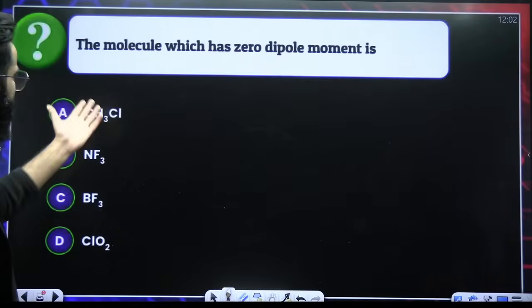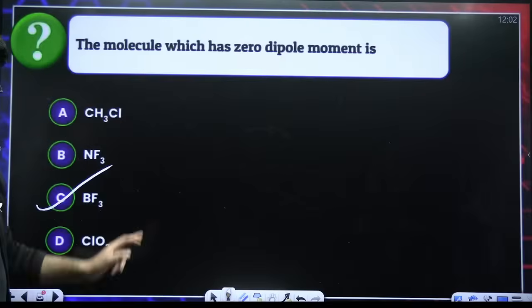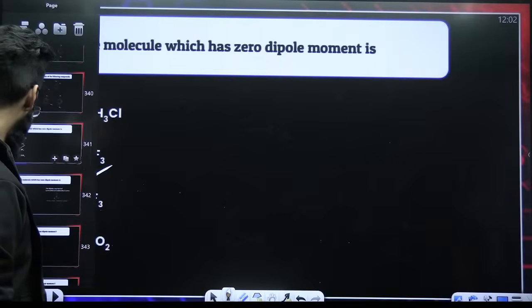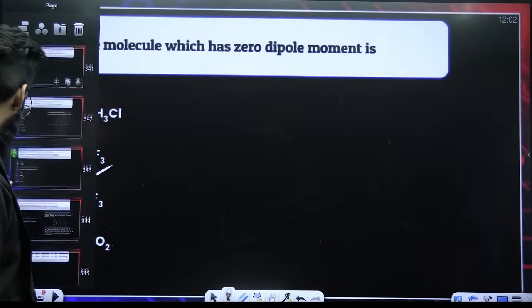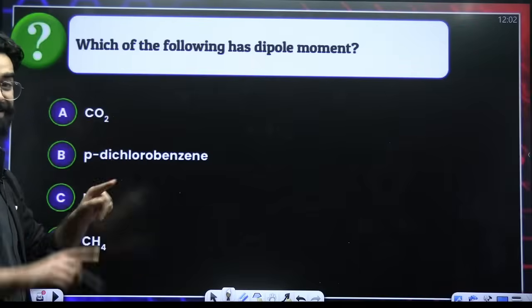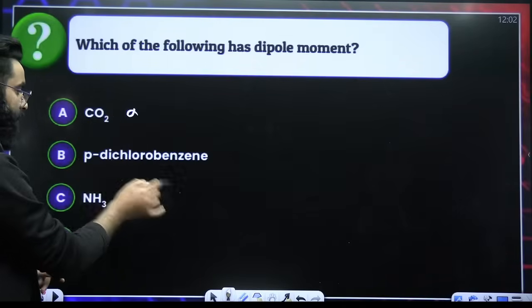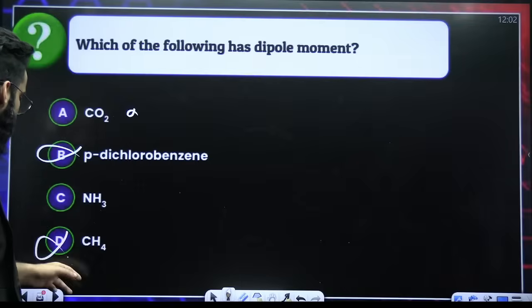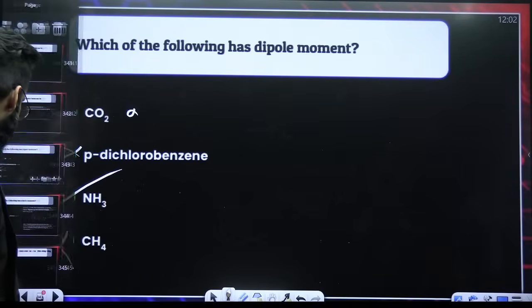What about this one? This you already know. The molecule which has zero dipole moment is BF3, right? Carbon dioxide is linear, no dipole moment. P-dichlorobenzene, no dipole moment. CH4, no dipole moment. Only NH3 is the one which has got the dipole moment.